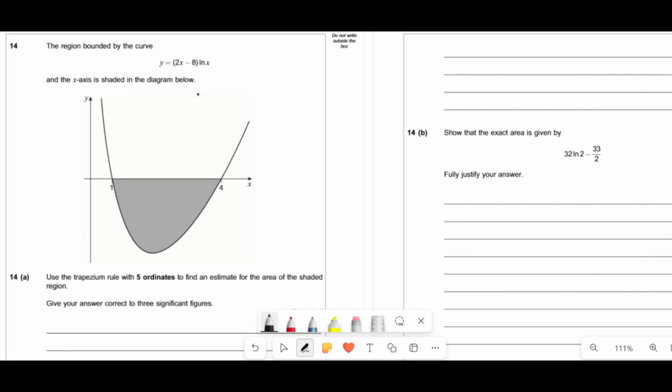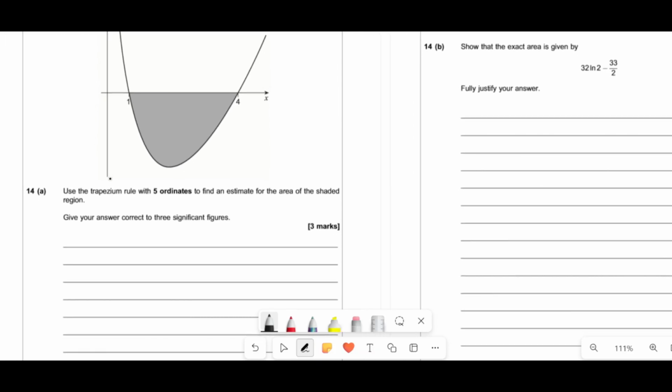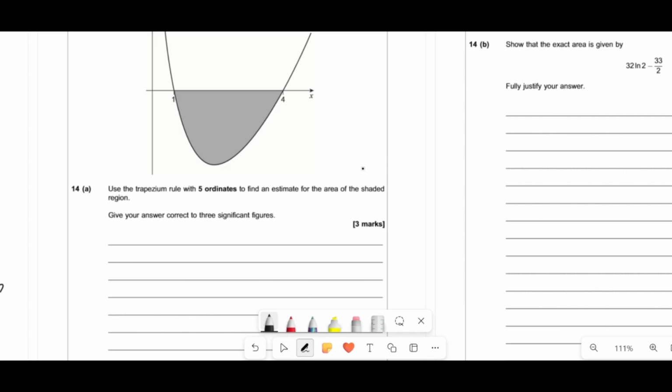It says the region bounded by this curve, y equals 2x minus 8 times ln x, is this area below. It says use the trapezium rule with 5 ordinates to estimate the area of the shaded region. Five ordinates is a fancy way of saying there are 5 y values. But remember, the y values are shared between two strips. So the number of ordinates is n plus 1, and that's 5. The number of strips is different to the number of ordinates, because ordinates means verticals. So that means that n is actually 4.